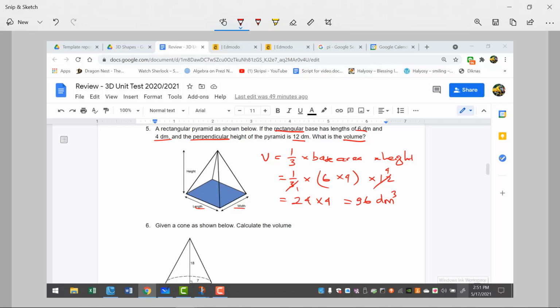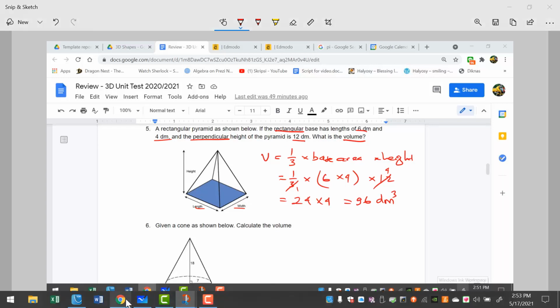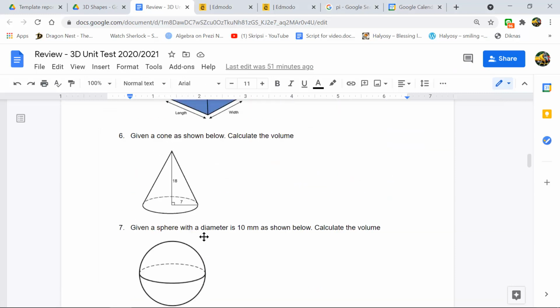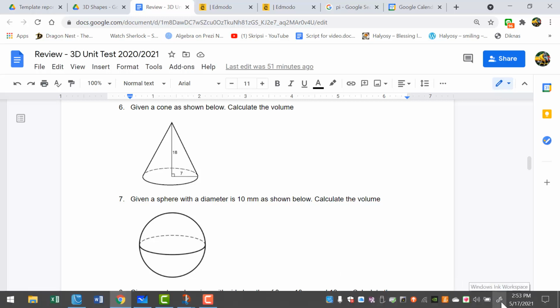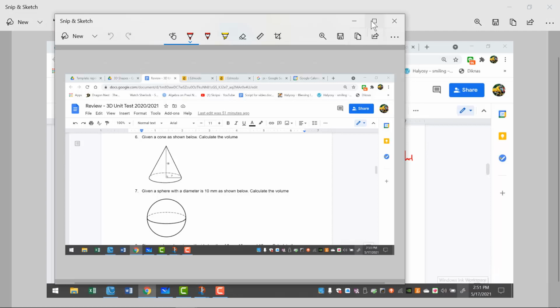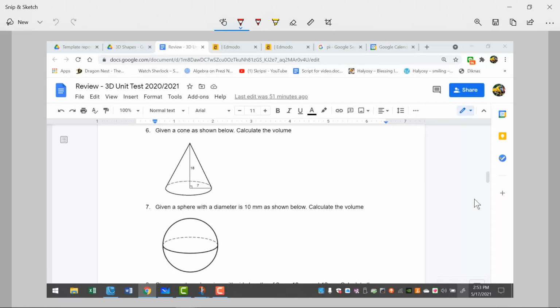Okay, so let's get to number 6. Number 6 is almost the same thing as number 5. It is a pyramid, right? Actually, a cone is a pyramid, but the base is a circle. That's why we call it a different name, which is cone. And you do the same thing if we're talking about volume of basic three-dimensional shapes like this. It's just the base area times height if it is a prism, and you divide it by 3 if it is a pyramid. Okay.